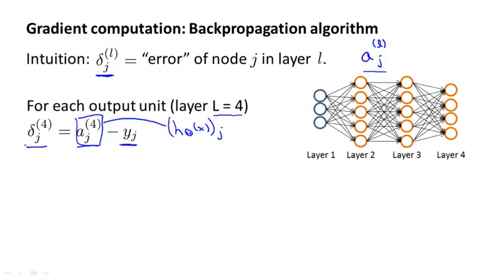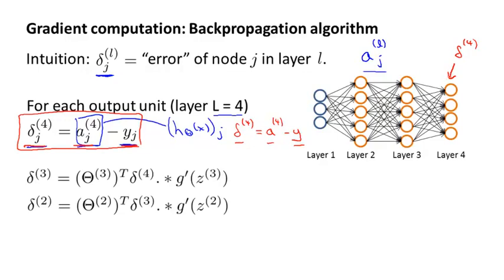And by the way, if you think of delta, a, and y as vectors, then you can come up with a vectorized implementation, which is just delta 4 gets set as a4 minus y, where each of these, delta 4, a4, and y, is a vector whose dimension is equal to the number of output units in our network. So we've now computed the error terms delta 4 for our network. What we do next is compute the delta terms for the earlier layers in our network.